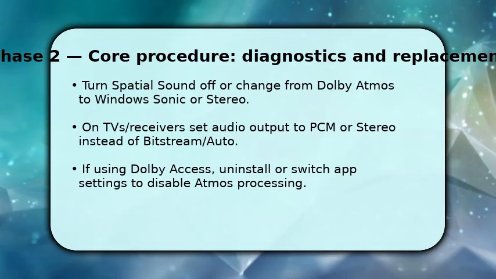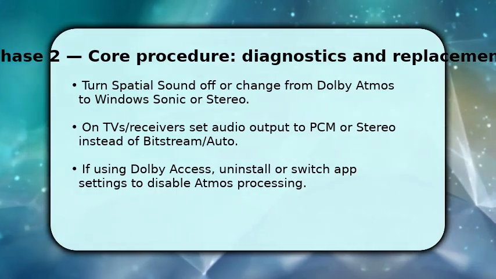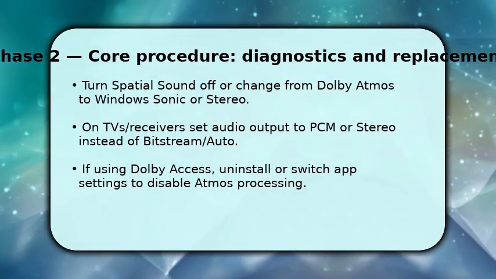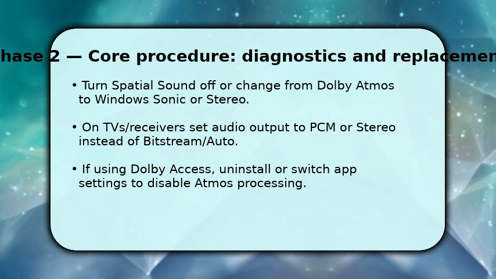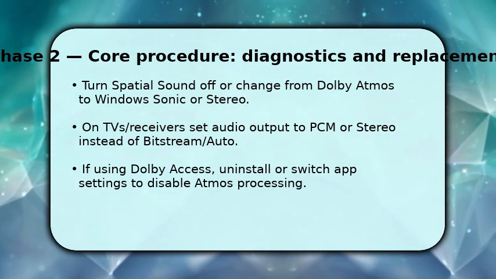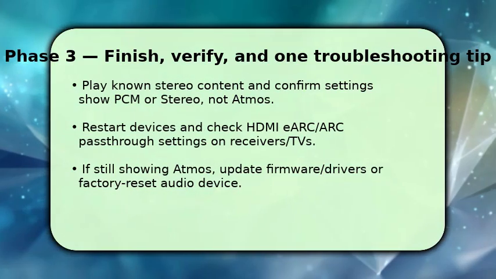Also, check any device app, like Dolby Access, and disable or uninstall it if it forces Atmos. Make sure to save settings and apply changes so the device actually renegotiates the audio format. You finish by verifying. Play a stereo track and confirm the output now reports PCM or stereo, not Dolby Atmos.